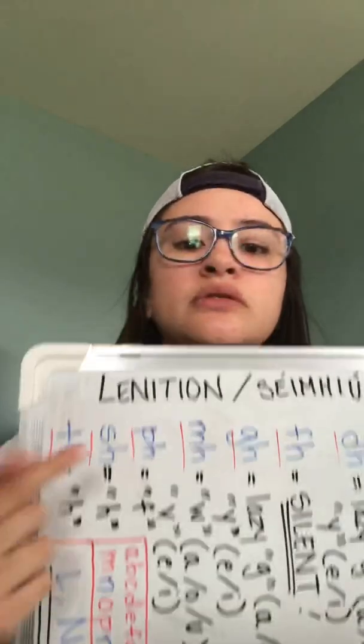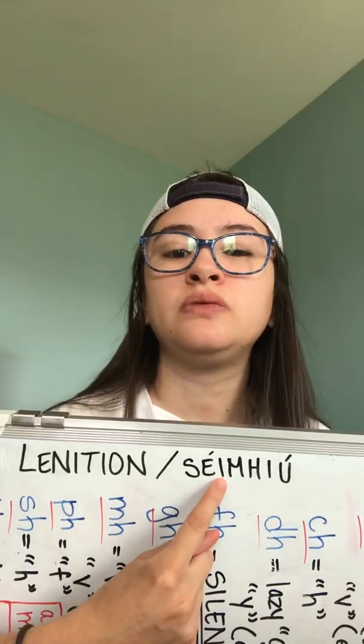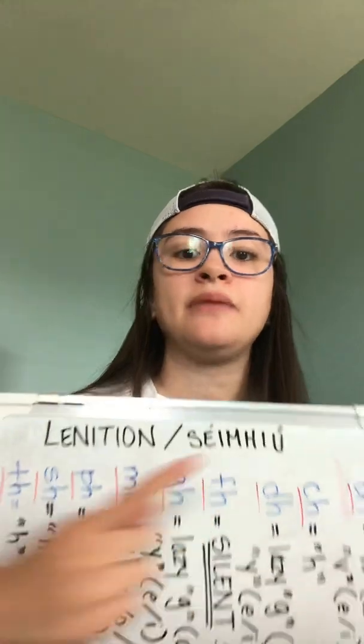What is lenition? Lenition, spelled like this. Lenition, also called séimhiú, that's the Irish form of the word, but it's the same thing, is just adding an H after the first consonant of a word that starts with a consonant, and the consonant and the H come together to make a whole new sound at the beginning of the word.